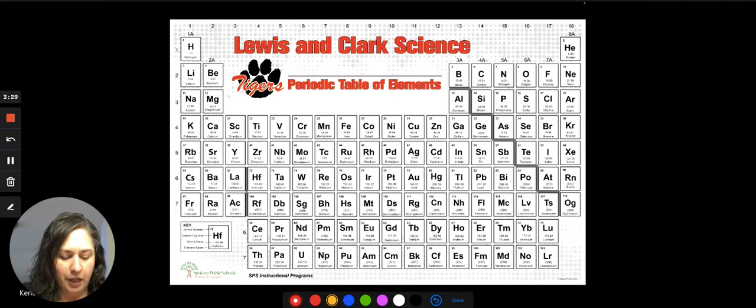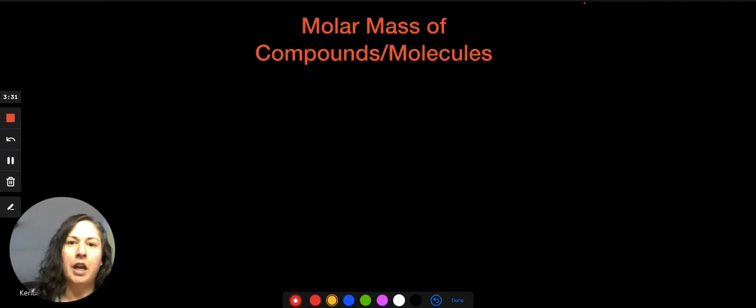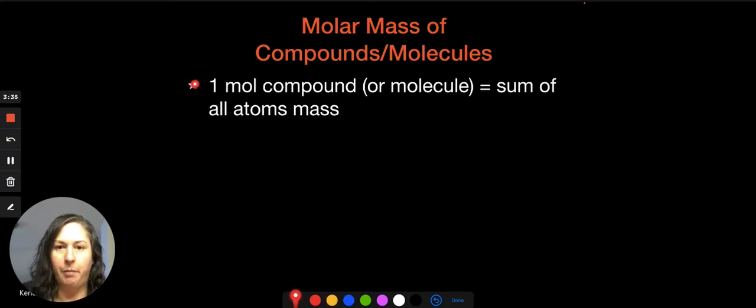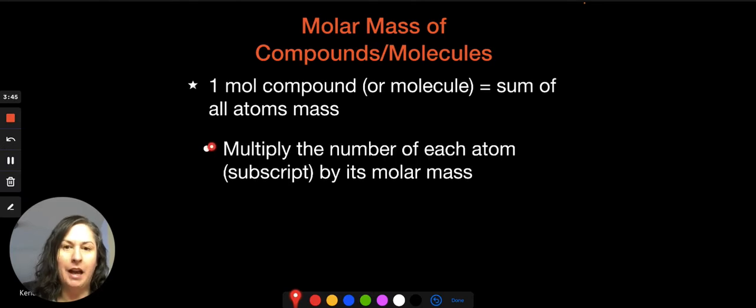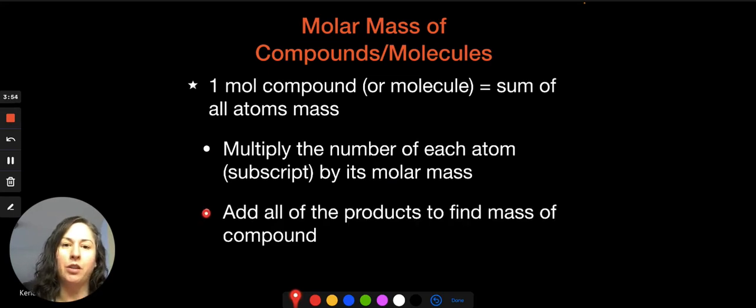Now, when it comes to doing this for a compound or a molecule, we have to do a little bit more. For 1 mole of a compound or a molecule, it's the sum of all atoms and their masses. So we have to multiply the number of each atom, that's the subscript, by its molar mass, and then add all of those up to find the total. We're going to do this for a few different substances.